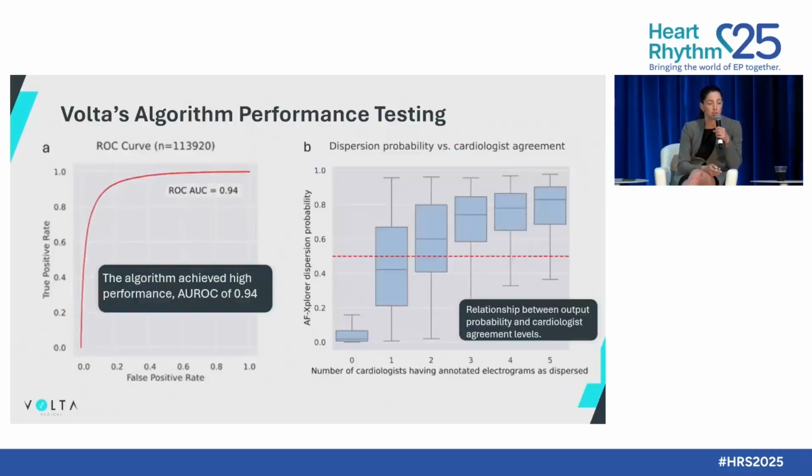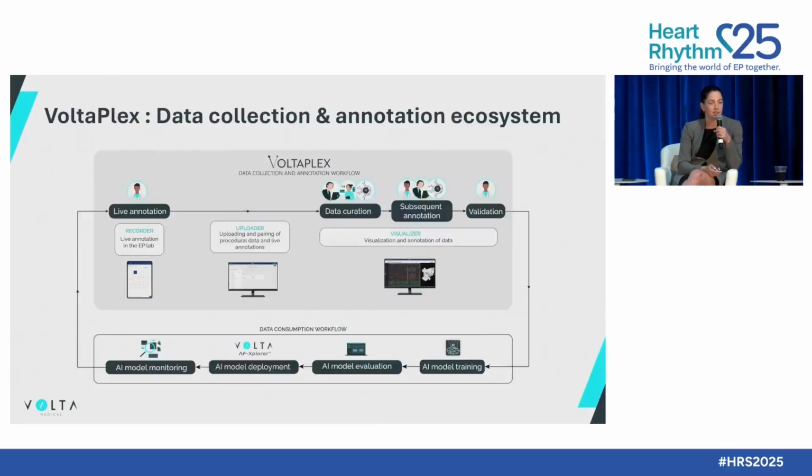So this is the performance of the model. On the left, you see the area under the ROC curve of the model, that its performance is 0.94, which is considered very, very good, very, very high. And on the right is a more applicable one. On the x-axis, you see the number of cardiologists agreeing that an electrogram is dispersed, right? If 5 electrophysiologists are agreeing that the electrograms are dispersed, you see the probability that the model is showing on the right. So if there's more agreement between the clinicians, the model seems to definitely show those sites as sites of dispersion.